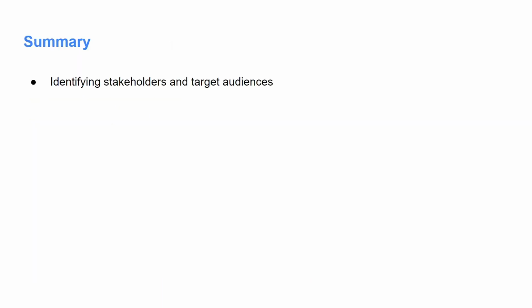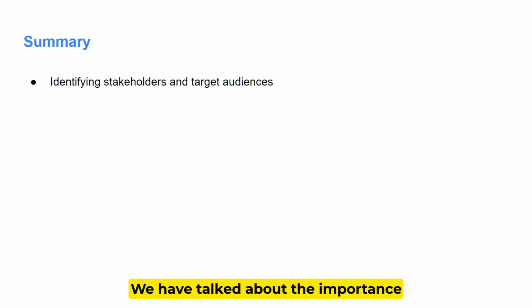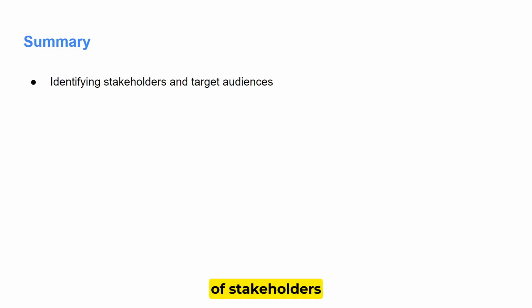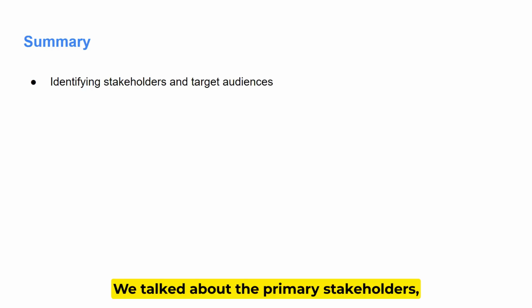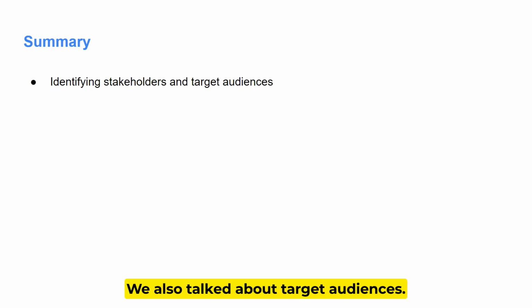In summary, this module is about identifying stakeholders and target audiences. We have talked about the importance of identifying your stakeholders. We have also talked about characterizing stakeholders into 3 categories: the primary stakeholders, the secondary stakeholders, and the key stakeholders. We also talked about target audiences.